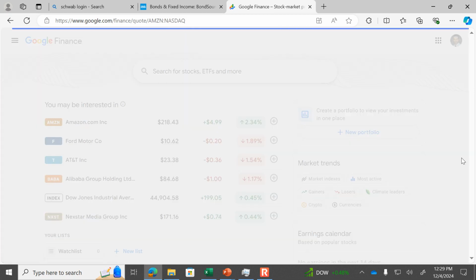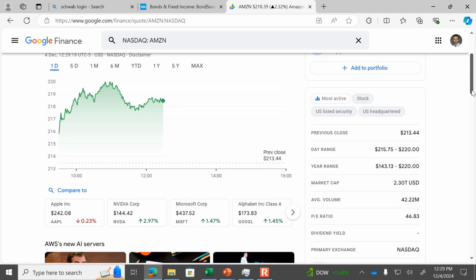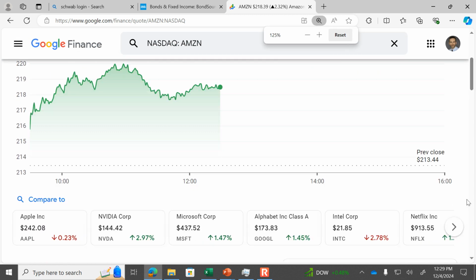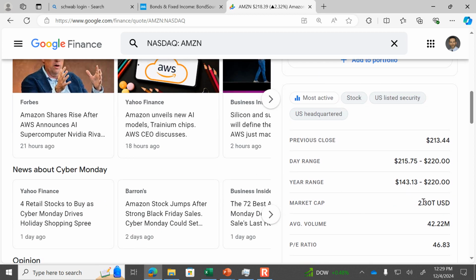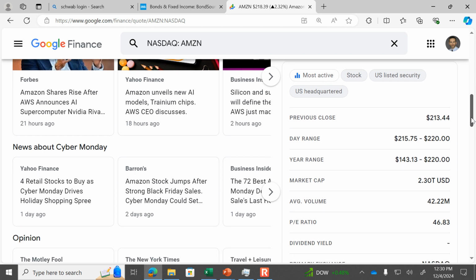For example, Amazon. Over here on the right side, it tells us the market capitalization of the company. So based on the number of shares that are outstanding and the price per share, the implied value of Amazon is $2.3 trillion. So it's a really big company. Like the U.S. economy, I think, is around $25 trillion a year in spending. So Amazon's, just to put it in perspective, it's pretty big.